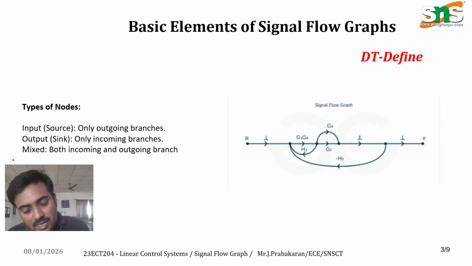Let me discuss the basic elements of a flow graph. A signal flow graph consists of nodes and branches. A node represents the system variable and a branch represents the functional relationship between variables. There are three types of nodes. First, the input node, which has only outgoing branches. Then the output node, which has only incoming branches, and then the mixer node, which has both incoming and outgoing branches.